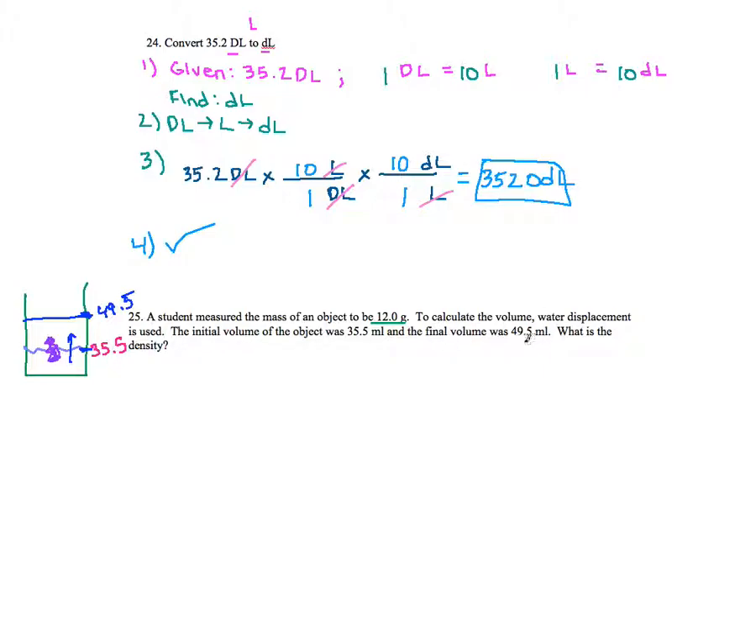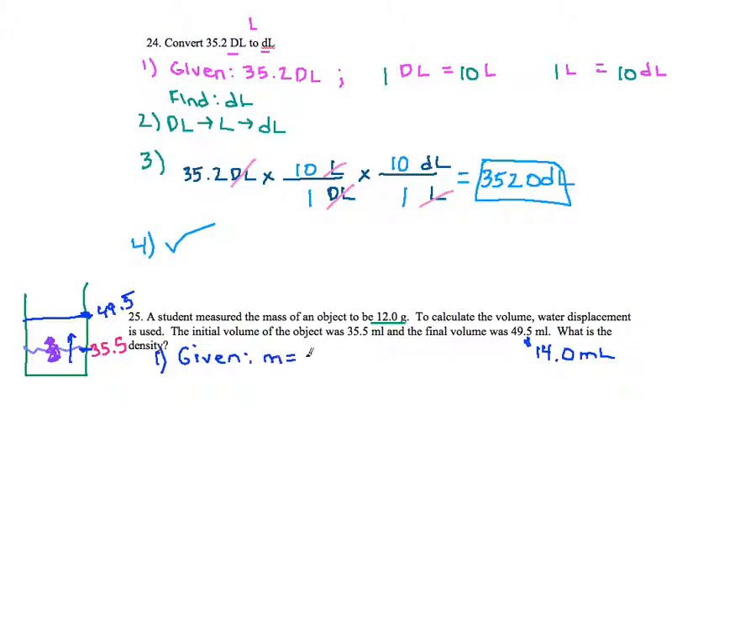So we actually already know the volume of the object. Okay, it's going to be, if you subtract, it's 14. Be careful though, because there's a decimal. There's 1 decimal place, so it's 14.0 mils. Alright, so let's start by writing my givens now. So given, step 1.